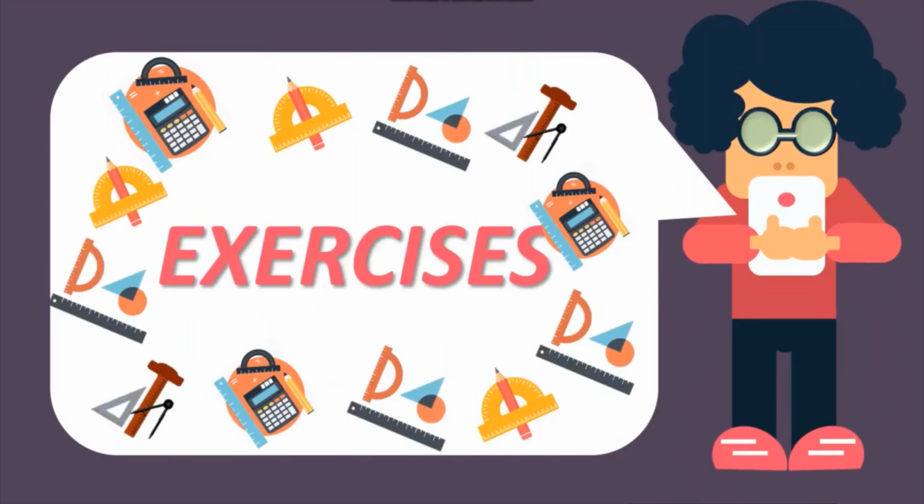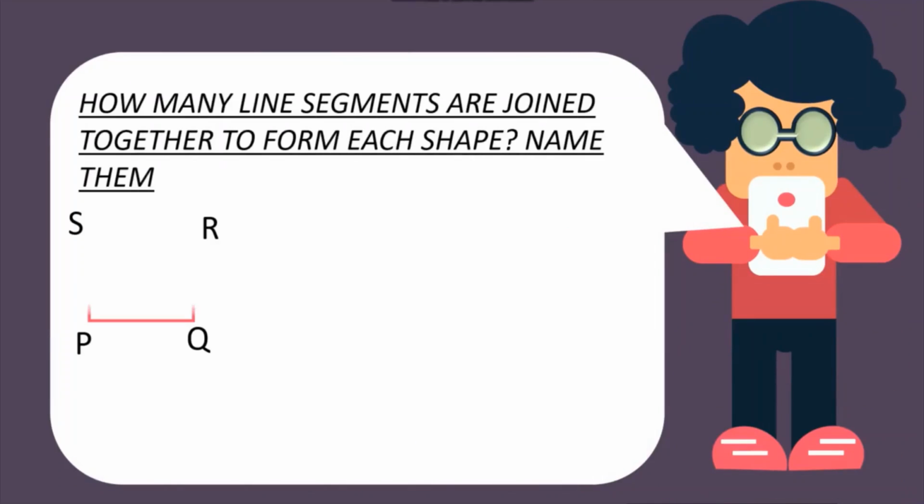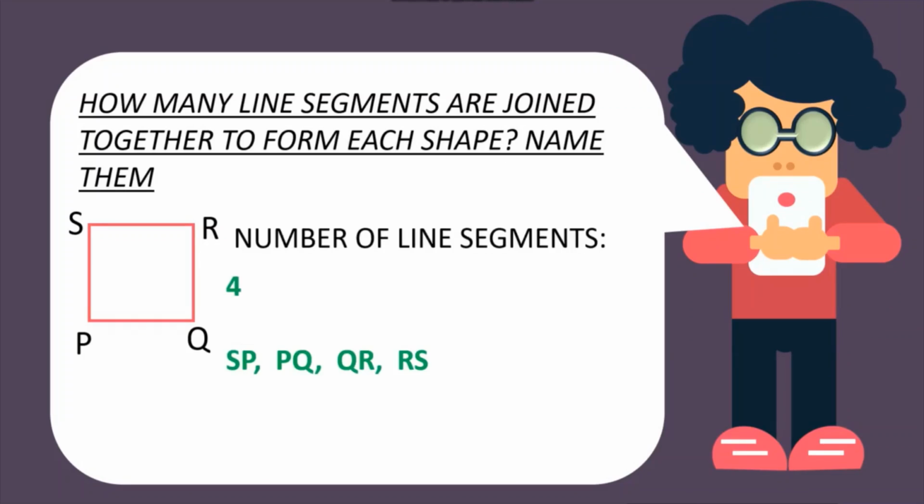Now let us come to the exercises. So here we have to count the number of line segments and we have to also name them. So first here we can count and find there are 4 line segments. And what are they? SP, PQ, QR and RS. And how do you write it? Put a bar over all the points that have been mentioned.